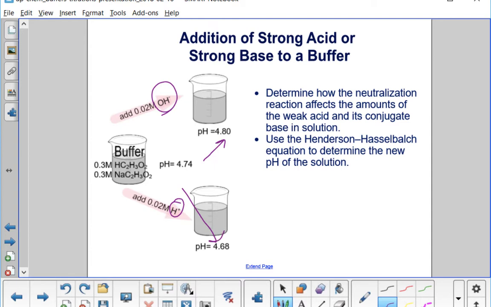We determine how the neutralization reaction affects the amounts of the weak acid and its conjugate base first. That's a stoichiometry problem, just calculating the new amounts. Then we use the Henderson-Hasselbalch equation to determine the new pH of the solution once we know the new concentrations of base and acid, and we're given our Ka value.